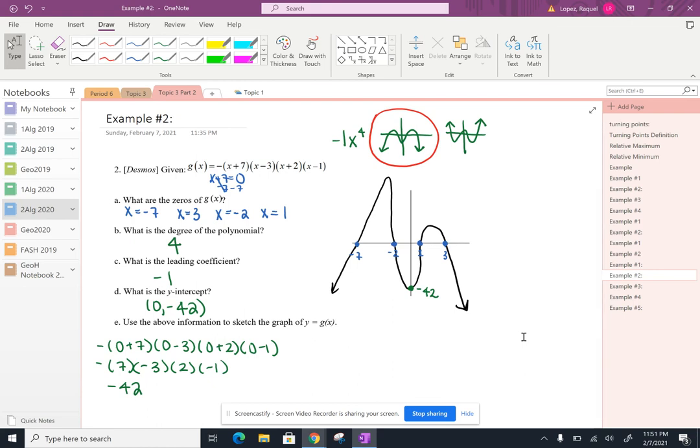Let's go ahead and do some more examples, but in different contexts, like looking at equations in a table, or writing an equation from a table, or writing an equation given a graph. So going in the other direction than what we're doing now.